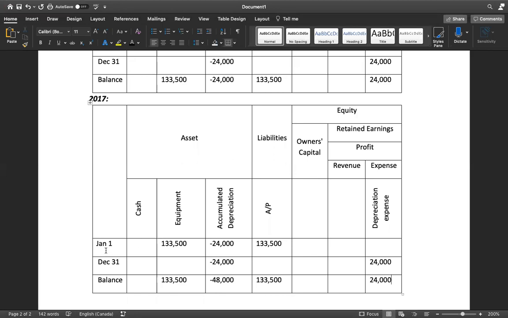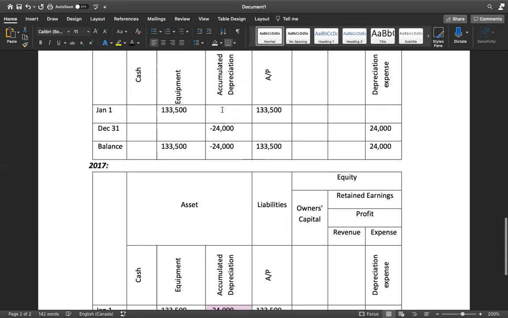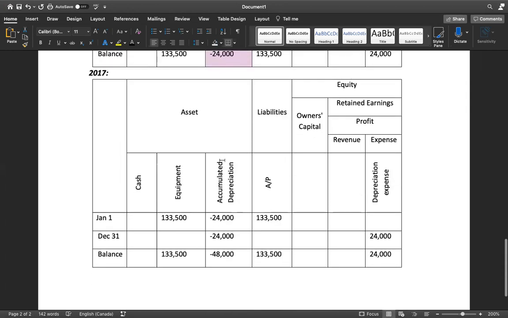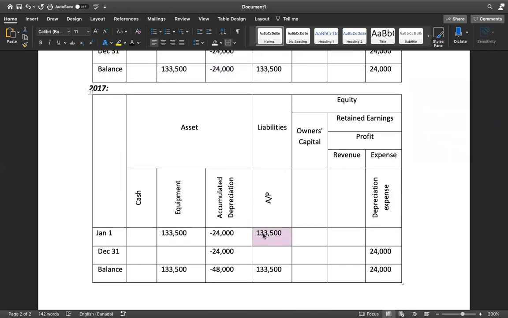So on January 1st, we know our opening balances will be the equipment, which is 133,500. Our accumulated depreciation is negative 24,000, and this is just carried over from our balance from the previous year. We have our accounts payable of 133,500 because we don't have information yet whether we paid this amount off. And that is basically our opening balances. We don't have a depreciation expense here from the previous year that gets carried over because this is a new year, our expenses equal 0. So starting the new year, we don't have any expenses yet.